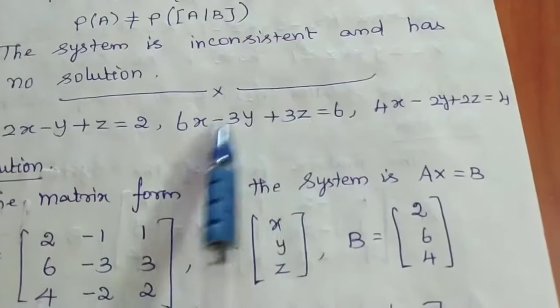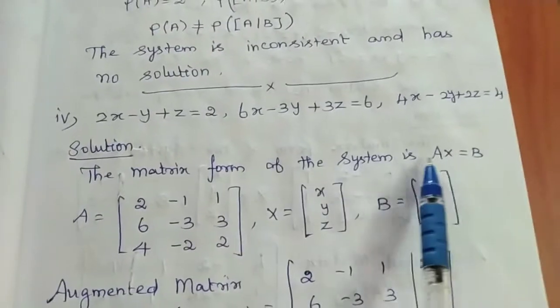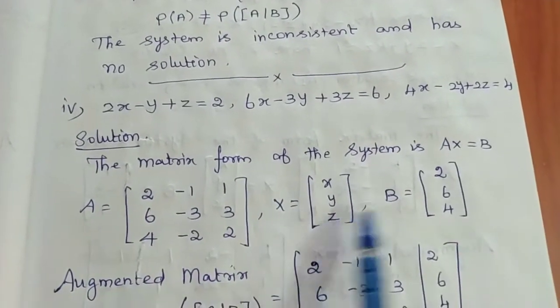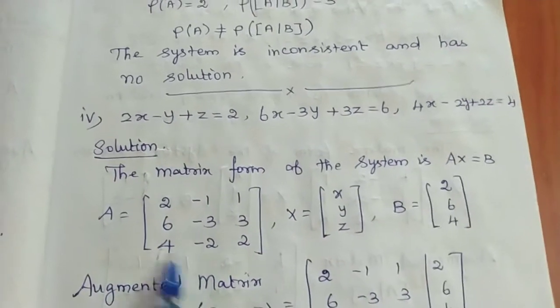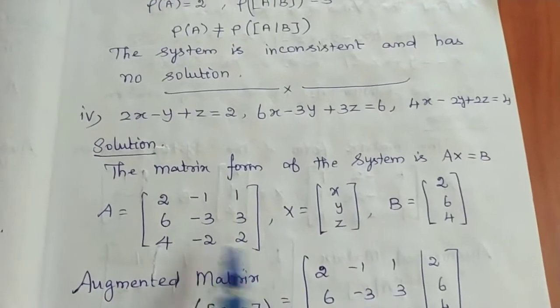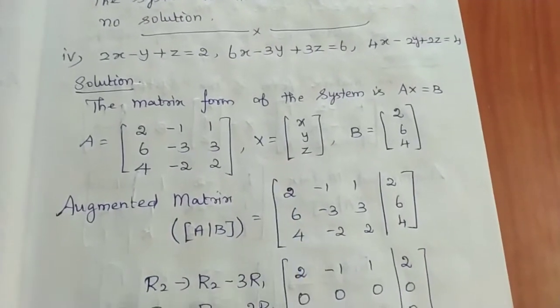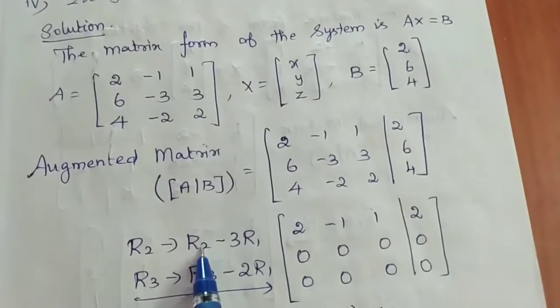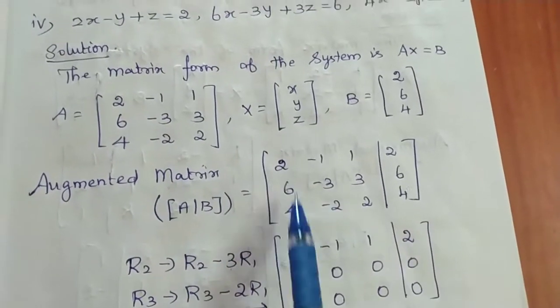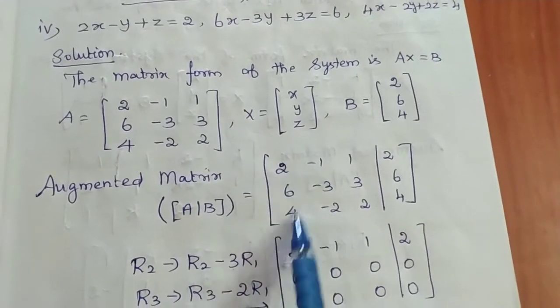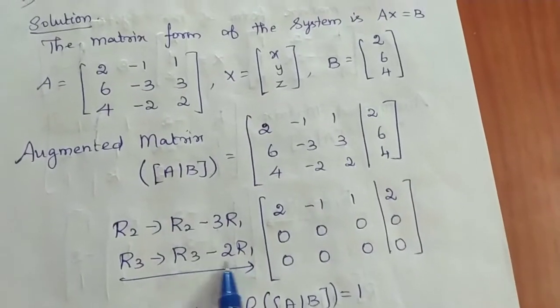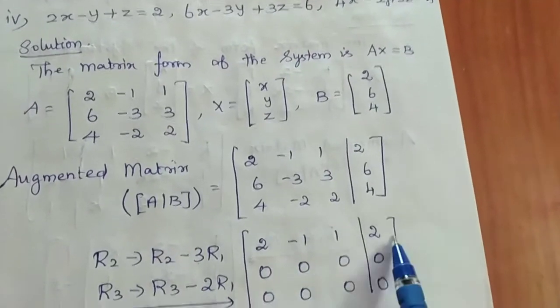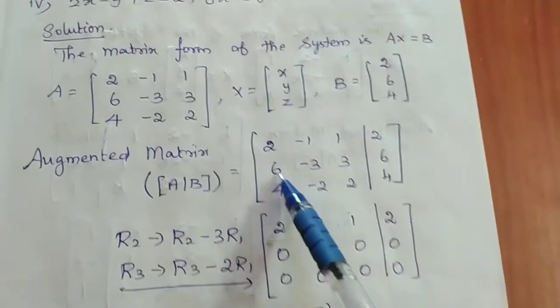Next, the fourth sum. Similarly, three equations. The matrix form of the system is Ax equals B. Augmented matrix: A matrix, B matrix. Now, here there is no 1, so simplify. Multiplied by 3 means we get 6, so R2 becomes R2 minus 3R1. Multiplied by 2 means we get 4, then R3 becomes R3 minus 2R1. Now directly you can simplify.